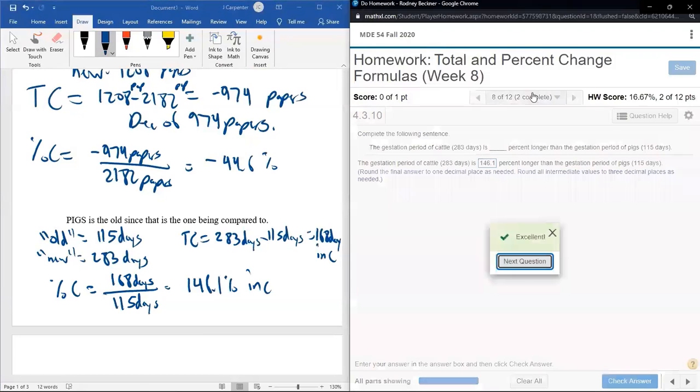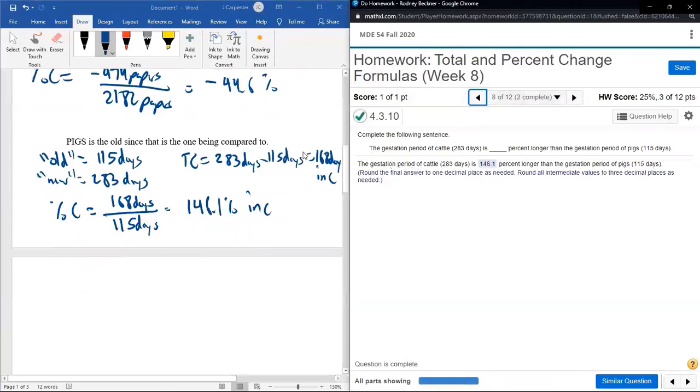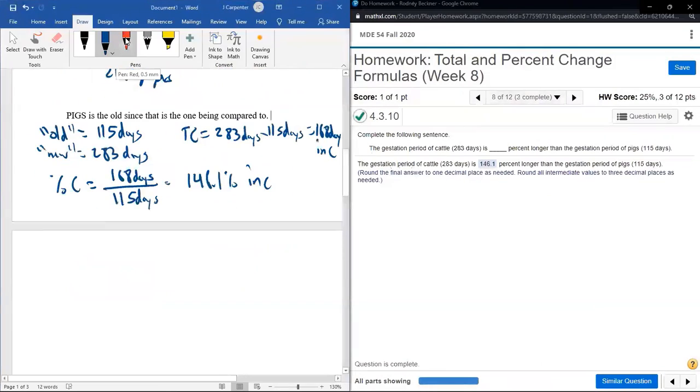146.1, they already have the word percent in there, and we got it right. Excellent. And before we move on, I said I was going to do this backwards. So what if we said the gestation period of pigs, I meant to switch color, is blah, blah, blah percent longer. And I'm going to say longer here in quotes just because I'm not going to change that word, but it is wrong than cattle. Why is it wrong? Because the pigs are shorter than the cattle, so how could this be longer? So it should be shorter, really.